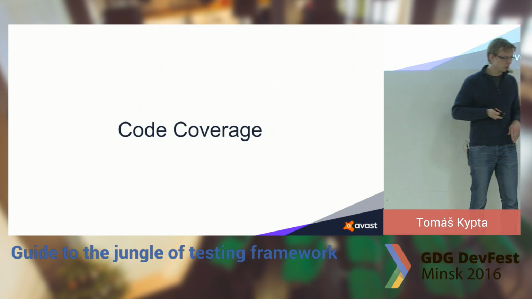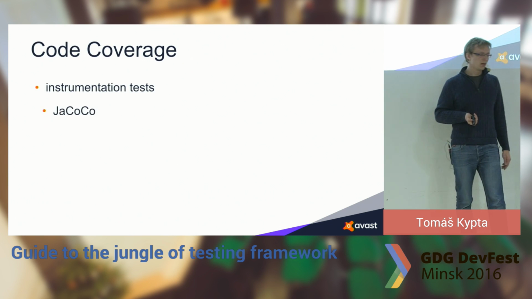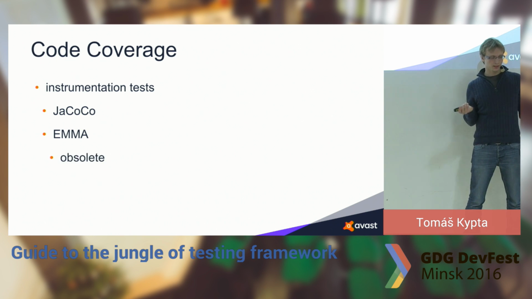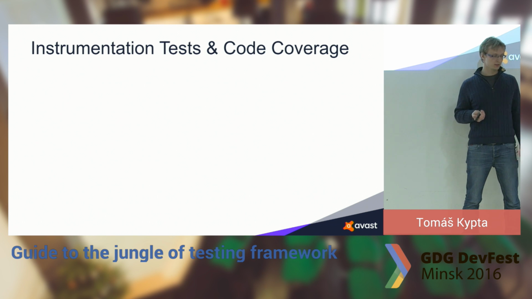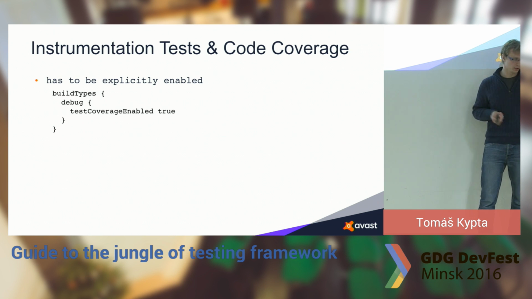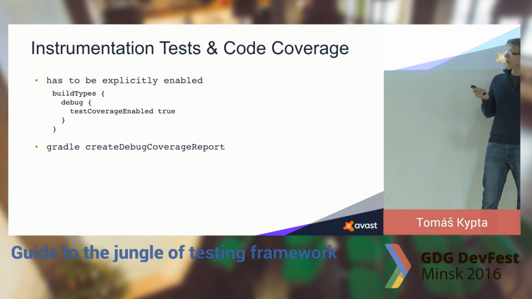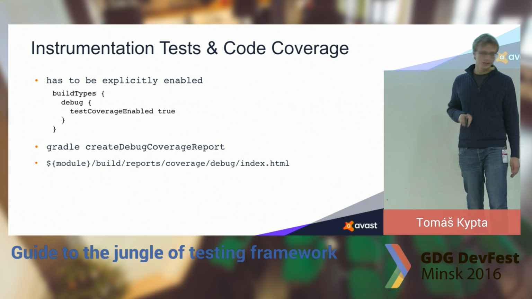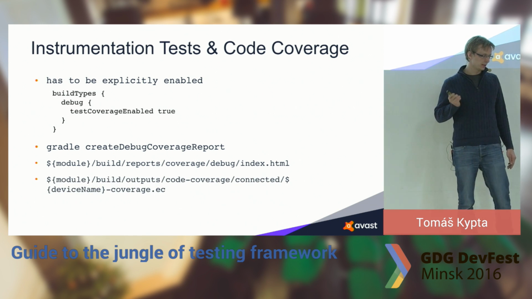And the last thing, code coverage. Code coverage for instrumentation tests is done with Jacoco. Also, there is Emma, which is obsolete now. And for unit tests, there's also Jacoco. In instrumentation tests, the code coverage has to be explicitly enabled. You can do it just by setting test coverage enabled to true. You call it from Gradle with create debug coverage report, and it will create a human-readable HTML file with some coverage report, and also some binary thing.